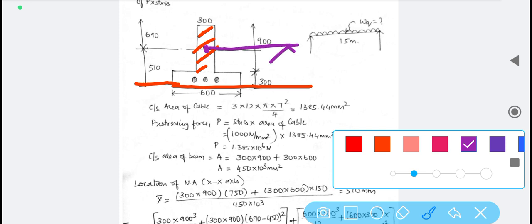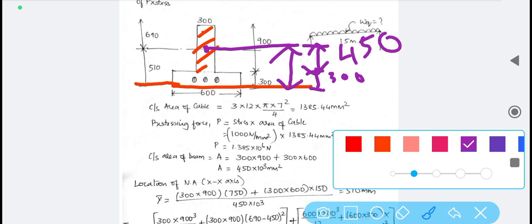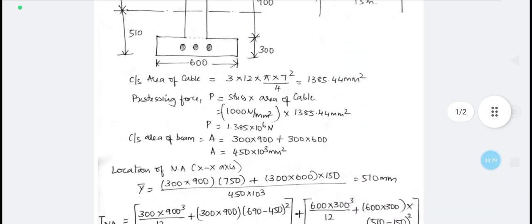From here to here the distance is very much necessary. So how much is that distance? We can split it. From here to here it is 300, and from here to here you need to find the centroid of a rectangular section. It is b by 2, d by 2. The total depth is 900. 900 divided by 2 is 450. 450 plus 300, the total distance is 750, and that is how 750 is written here. And next we shall come back to the web portion.